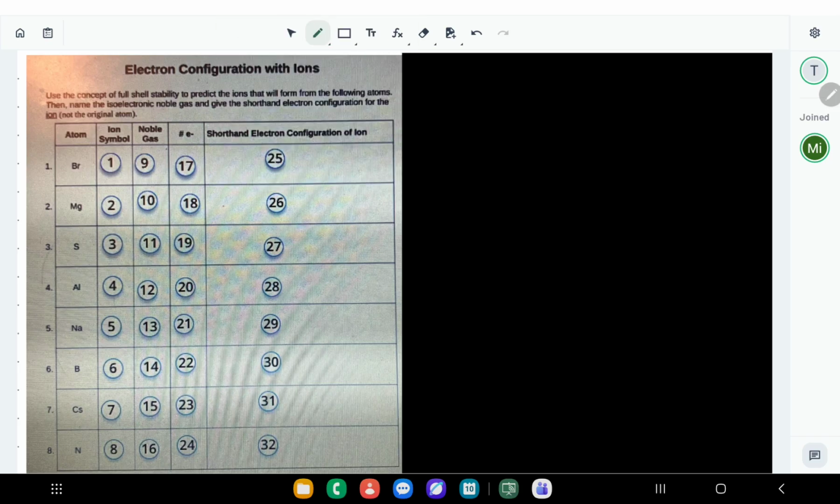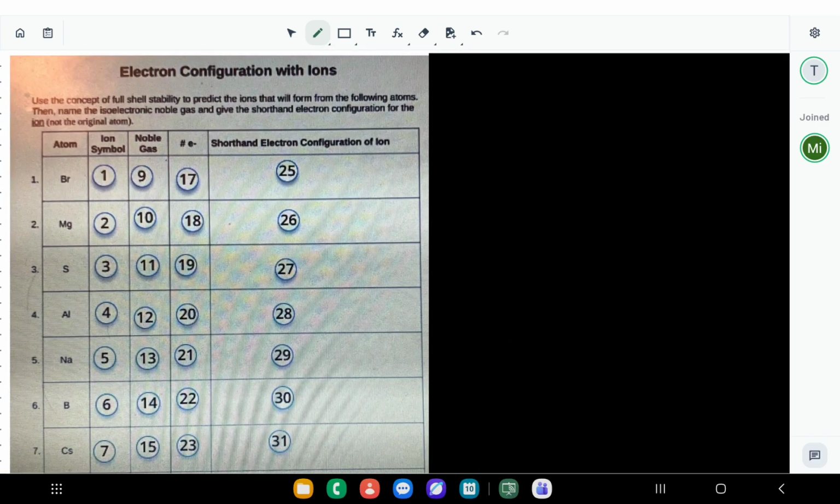Electron configuration with ions. Use the concept of full shell stability to predict the ions that would form from the following atoms. Then name the isoelectronic noble gas. So the isoelectronic noble gas will be the noble gas after we add or subtract electrons, because we will be dealing with ions. And give the shorthand electron configuration for the ion. All right, for bromine, let's answer all of this first. The symbols.